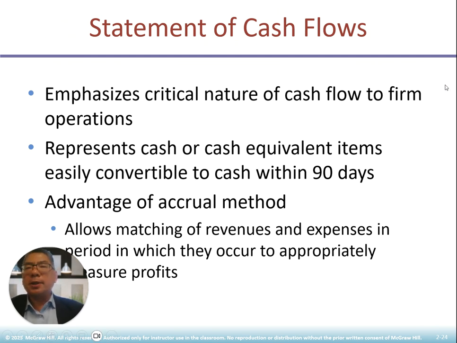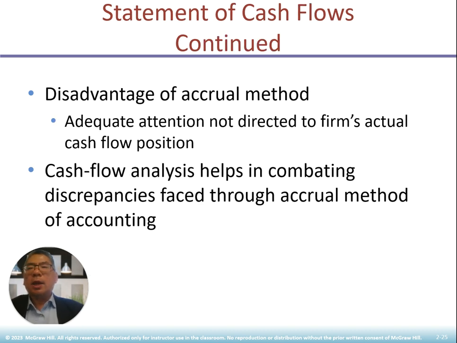It emphasizes the critical nature of the cash flow of the firm's operation. It represents cash and equivalent items easily converted into cash within 90 days. An advantage of the current method is that it allows matching of revenue and expenses in the period in which they occur, to measure profit. The disadvantage of the accrual method is that it is not directed to the firm's actual cash flow positions. Cash flow analysis helps in combating the discrepancy caused through accrual accounting.